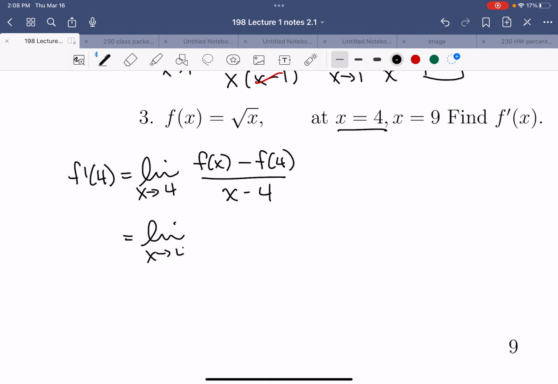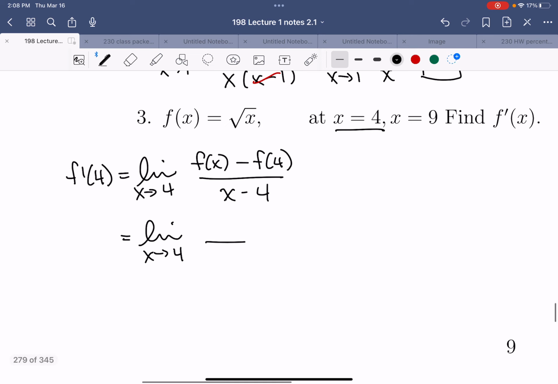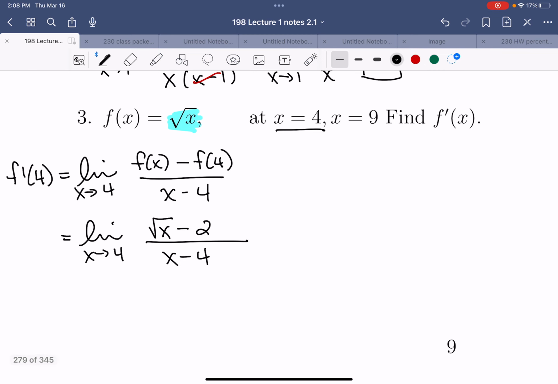Okay, we are again replacing the first f of x with the function itself. And our function this time is the square root of x. So that's going to be the square root of x minus, and then we plug in the 4. So if you plug in 4, the square root of 4 is 2, and I keep my x minus 4 on the bottom. If you were to try to plug in your 4, you'd get 0 over 0 here, so we do more work. In this case, it's going to be the conjugate. So we're going to multiply by the square root of x plus 2 on the top and the bottom.